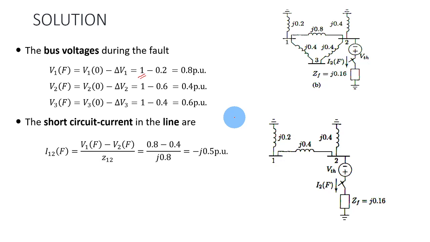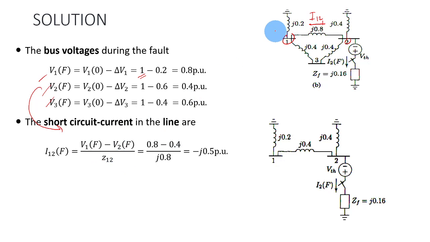So after that, as you can see here, you can also calculate the short circuit current by using Ohm's law. Now you have calculated V1, V2 and V3. You can use these to find the short circuit current, which means the current flowing through this branch during the short circuit. So I12 is basically the current from bus 1 to bus 2, which is V1 minus V2 divided by Z12.